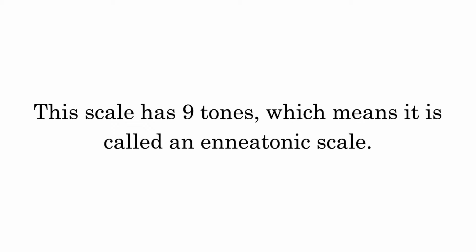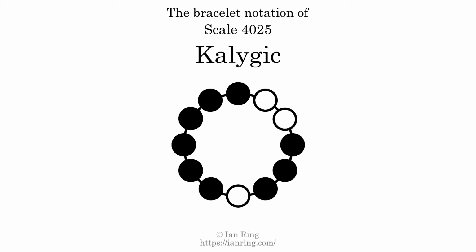This scale has 9 tones, which means it is called an enneatonic scale. This is a bracelet notation diagram of scale 4025. The shaded circles represent tones that appear in the scale, and they are read clockwise, starting at the top.